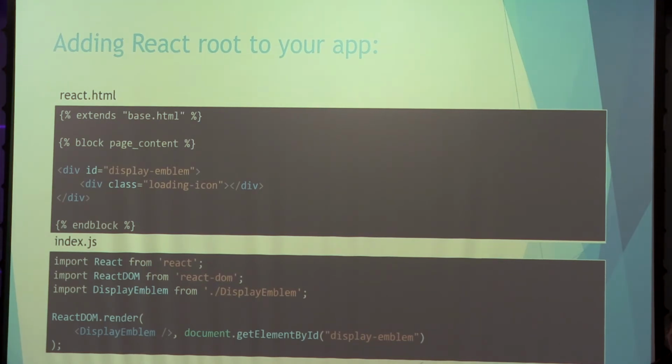So first thing we need to do is add the React root to your app. And on top here we have the react.html. This is a Flask Jinja 2 template, and there's nothing extraordinary to it. I create the div with the ID display emblem, and you can put whatever you want in there. So it's a good idea to put like a loading icon in there.